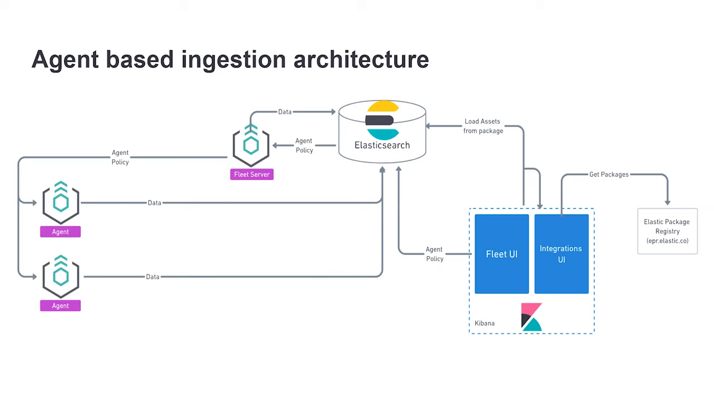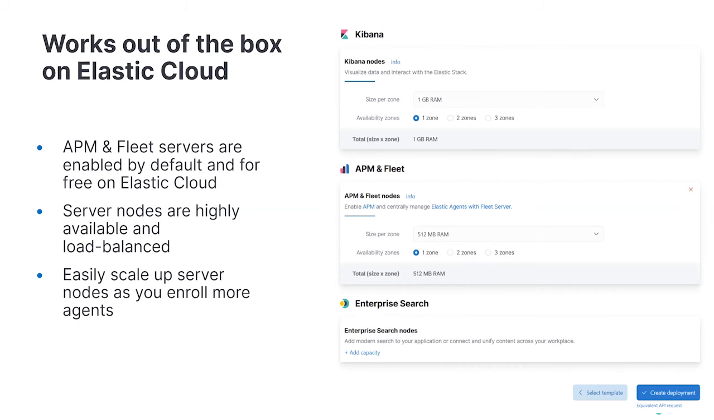As you saw demonstrated, a single agent allows us to have a seamless collection of observability, security data, and traces for APM. The Fleet server that we just discussed is enabled by default on Elastic Cloud and works right out of the box, so to speak. We deploy them as multiple containers in a highly available fashion. We have the control plane load balance between these containers. So there's really not much that the user needs to worry about from that perspective.